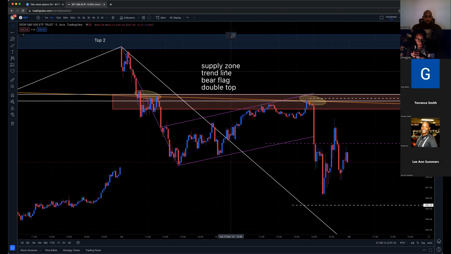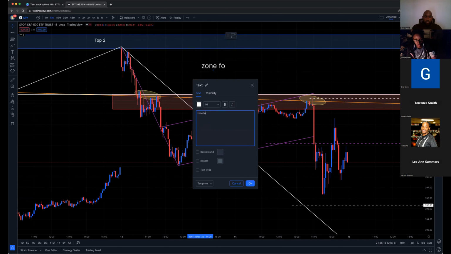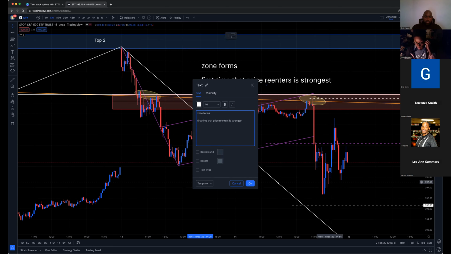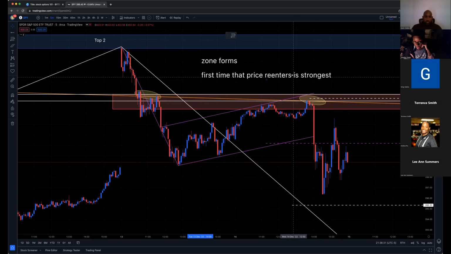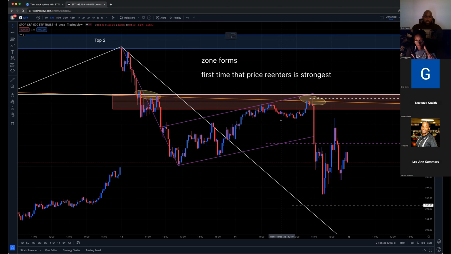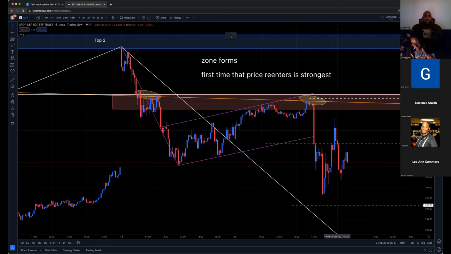So you have the zone forms, and the first time that price re-enters is strongest. And so that was another thing where I'm like, man, this zone just formed yesterday, but it obviously hasn't had a chance to come back in here. And I mean, huge move.